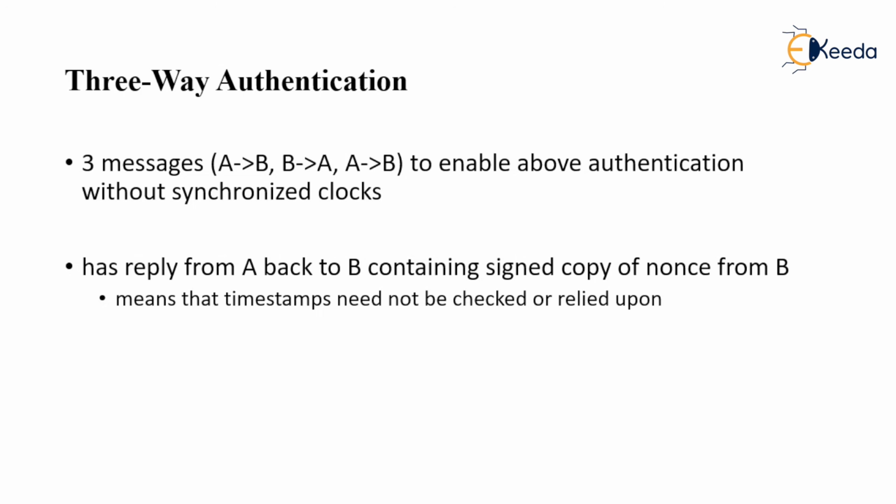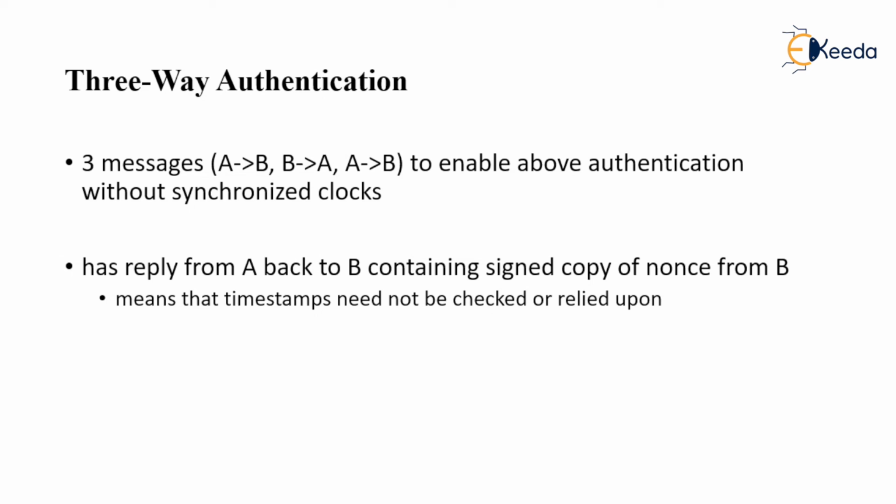Three-way authentication. A is authenticating to B, B is authenticating to A, and then A has to reply back to B with an acknowledgement message. That is, three messages are used to enable the three-way authentication without synchronized clocks, with a reply from A back to B containing a signed copy of the nonce from B. That means the timestamp need not be checked and relied upon.